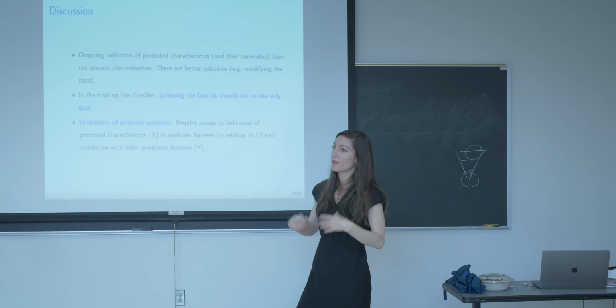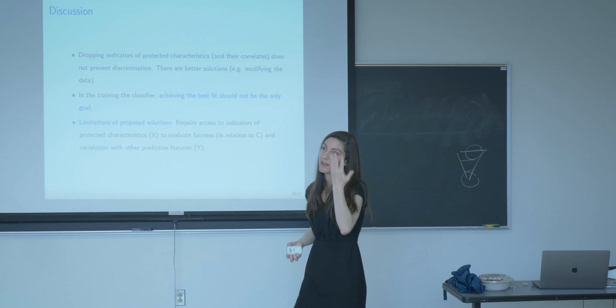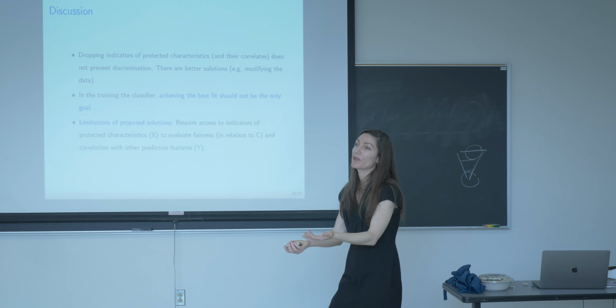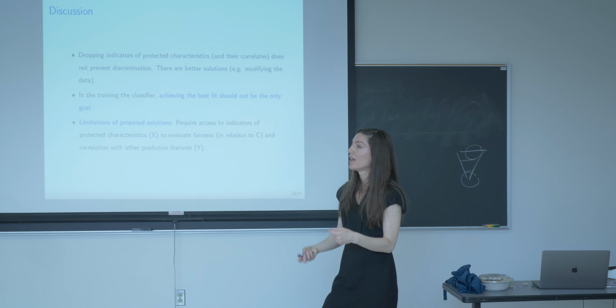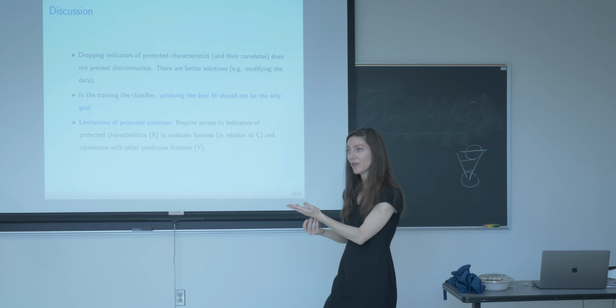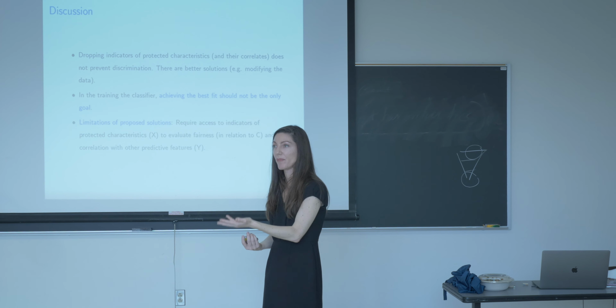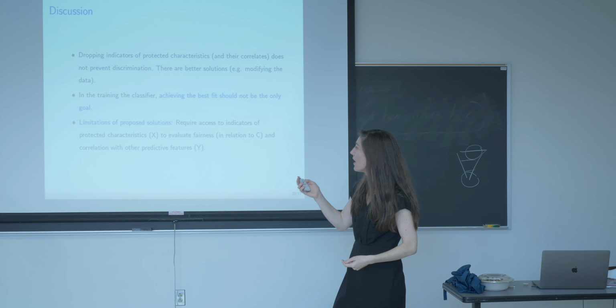Here's just a summary of some of the things that I said. Just dropping indicators of protected characteristics is not enough. Dropping everything that correlates with a particular attribute is not desirable. There are better solutions. We should look at the computer science literature, because they have been proposing really clever approaches to start dealing with this sort of problem.